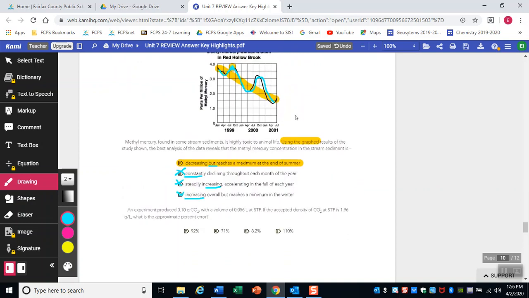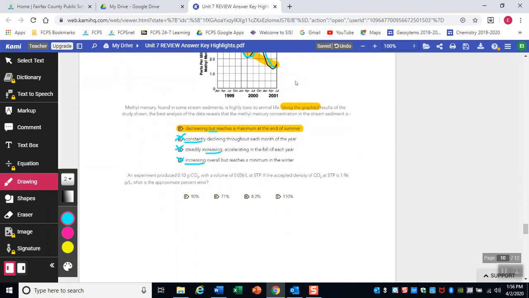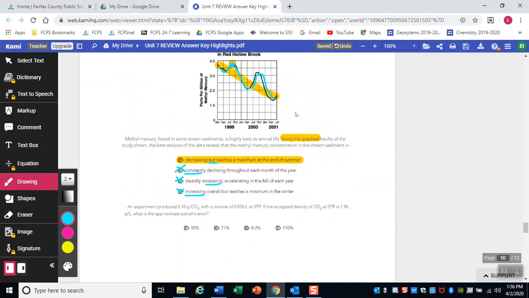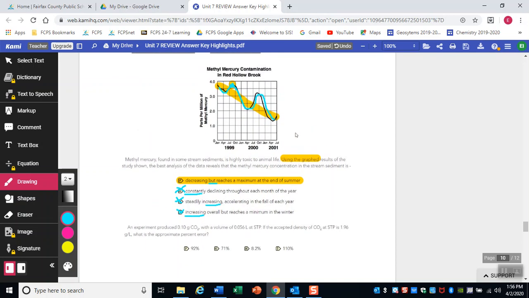A big part of chemistry in all science classes next year will be just being able to read a graph. You don't have to understand what it's saying, but understand what the graph is telling you, about maximums and decreasing and increasing.